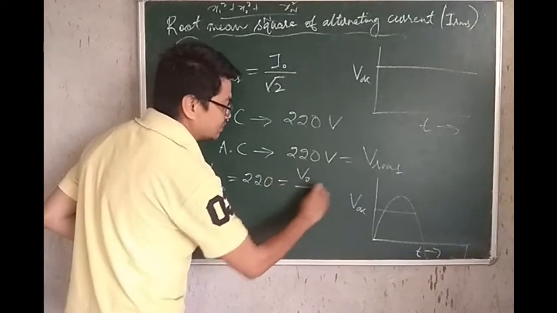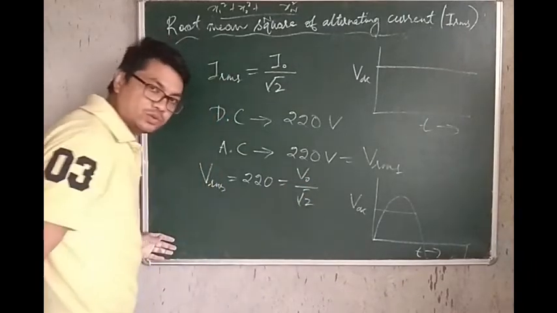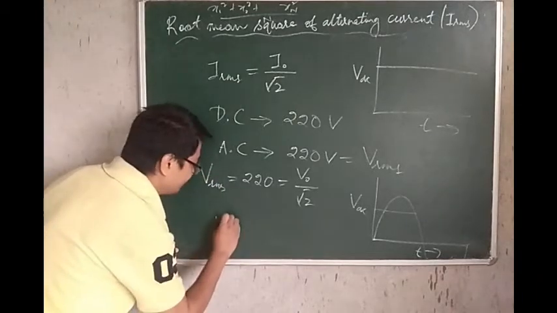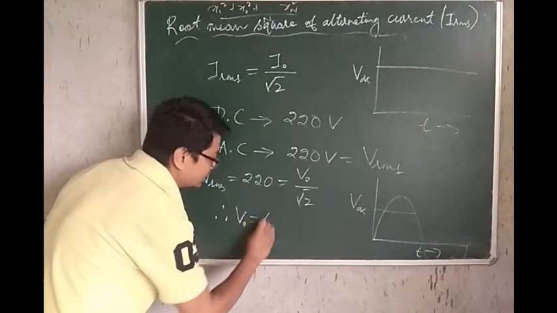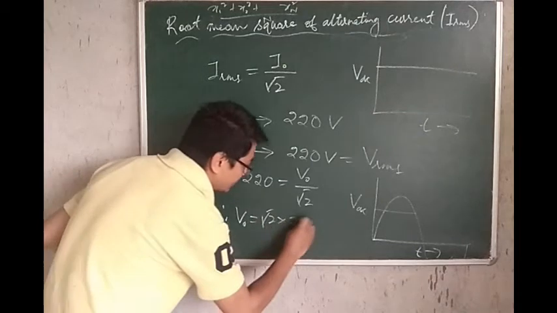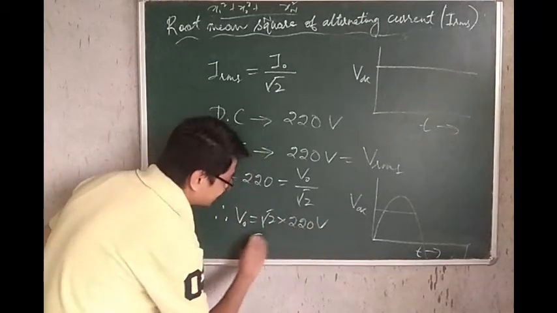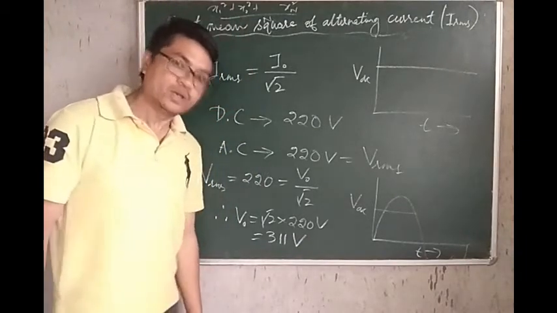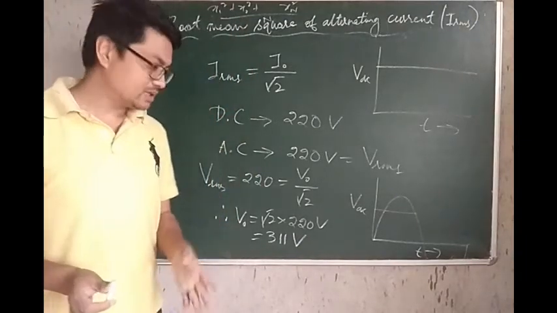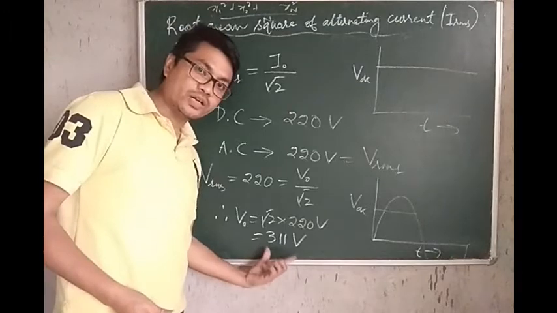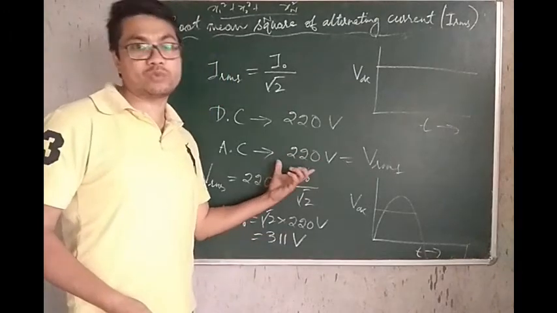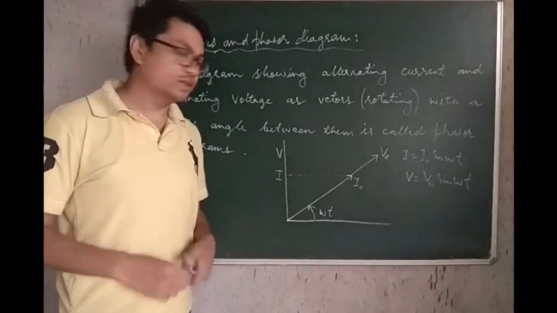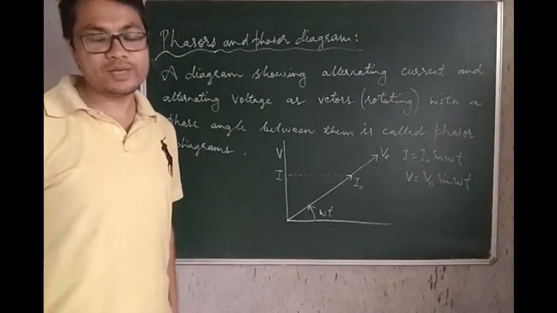This we know is equal to V0 by root 2, same as in the case of current. Therefore, V0 will be root 2 into 220 volts. This comes out to be somewhere around 311 volts. So at any instant, you might get a shock of 311 volts if it is a 220 volts AC supply. Remember that.